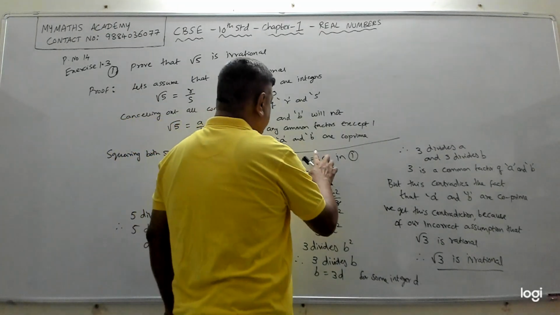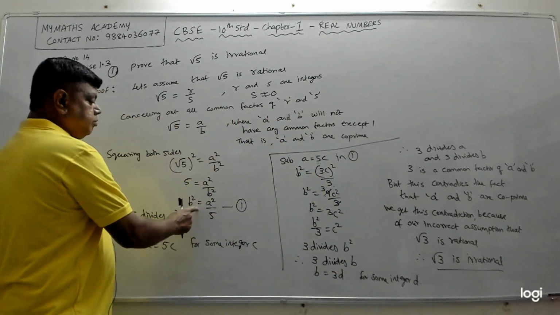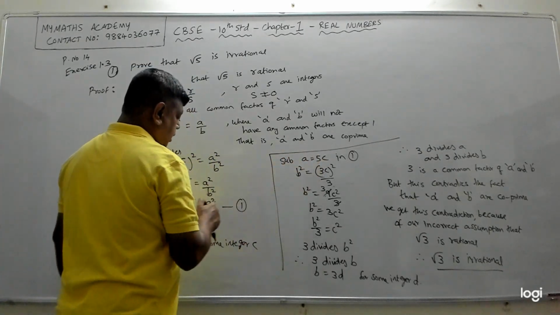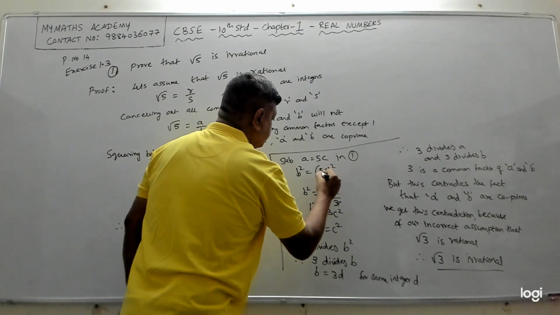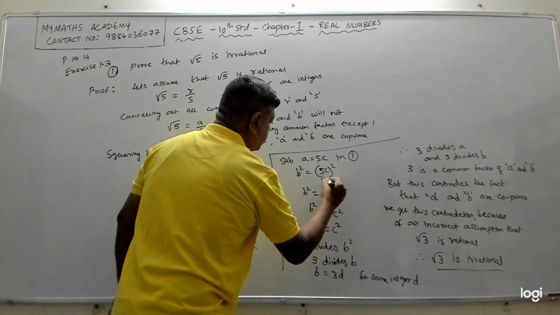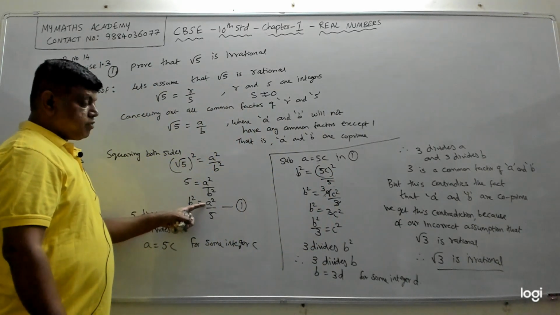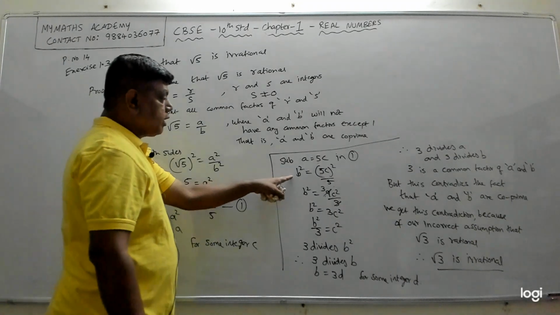Now substitute a is equal to 5c in the first equation. Then b square is equal to a square by 5, and a is 5c. I am putting 5c here, then this will become 5c the whole square, divided by 5. In the place of a, I am putting 5c.